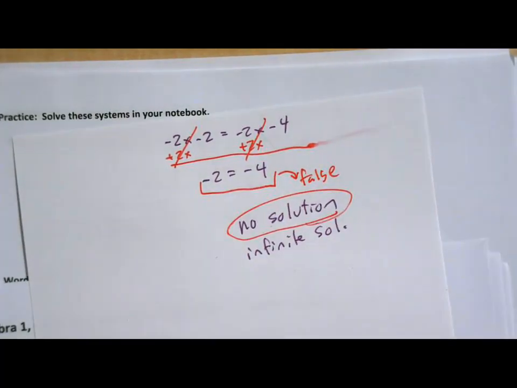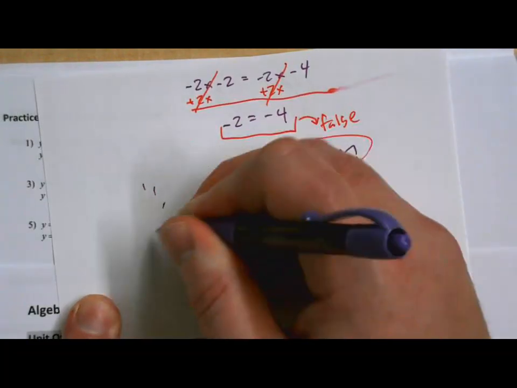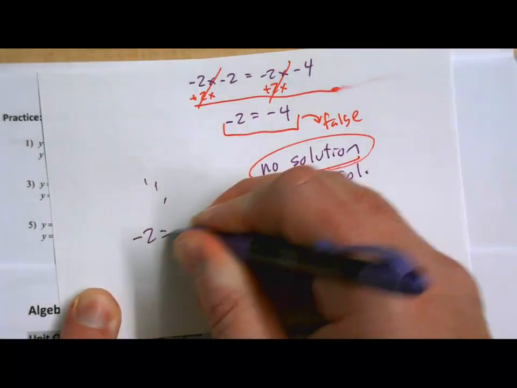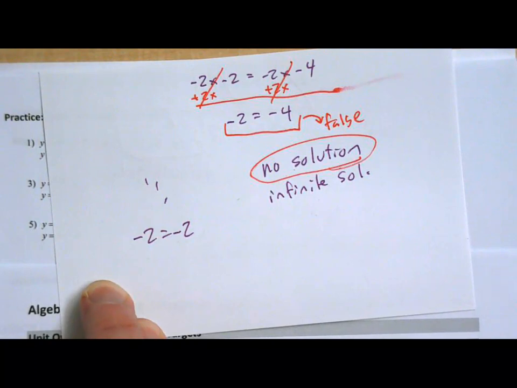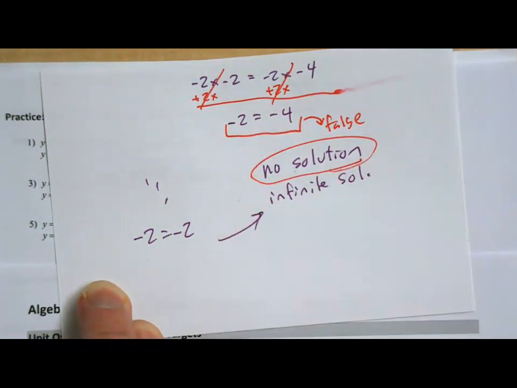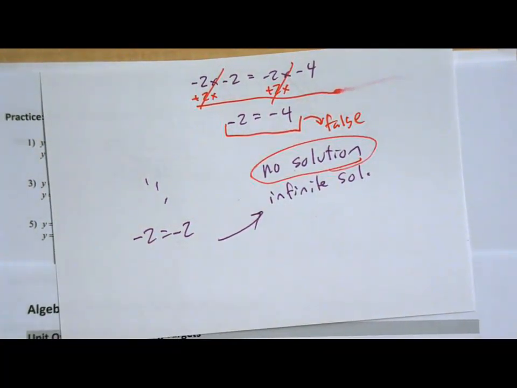Now, if we solved it, all of our x's went away, and we had something like negative 2 equals negative 2, then we would go for infinite solutions, okay? You're gonna see these happen from time to time. For right now, it's not the end of the world if you're not sure which of those it is. Just know that you can stop there, and it'll be a special case.